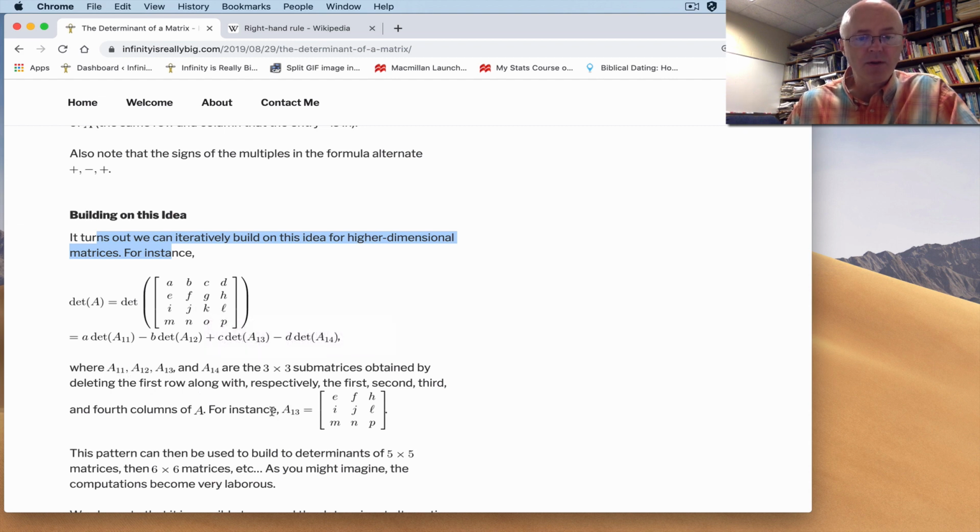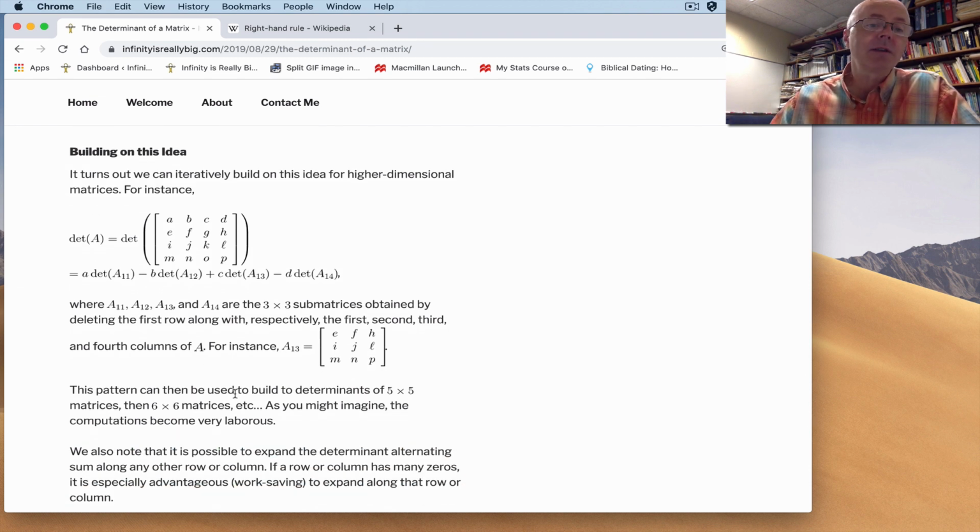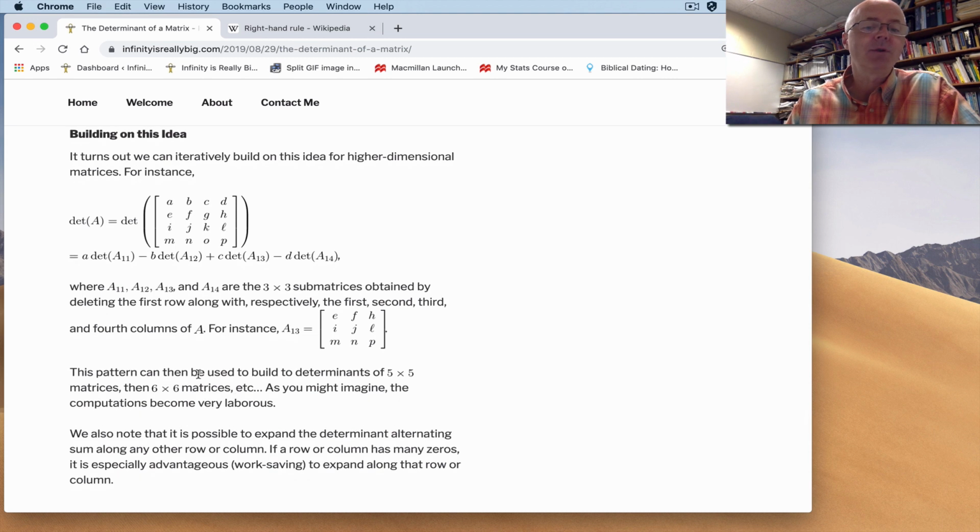For example, A13 is obtained by deleting the first row and third column, to get these two as the first two columns of the submatrix, and this one over here as the third column is what you see down here. And that is how to calculate the determinant in the 4x4 case. And this pattern can extend to higher dimensions to do 5x5 and 6x6 matrices, etc.